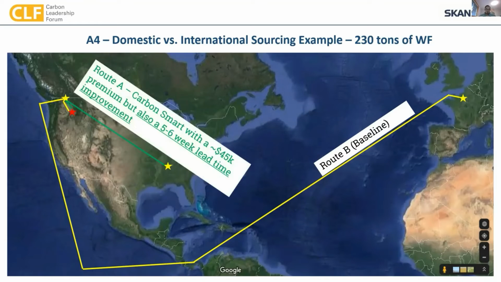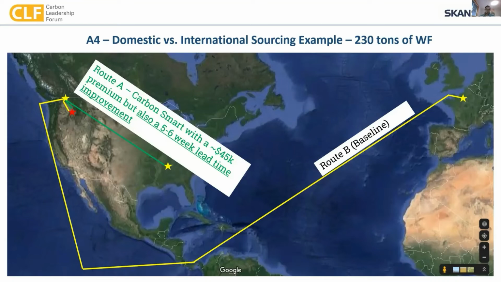Conversely, if we are able to address this at time of bid and throughout the procurement process, we can get ahead of this and evaluate what it would mean to source domestically. On this project, there was a cost premium, but we also saw a benefit on our lead times because, obviously, there's less travel involved.